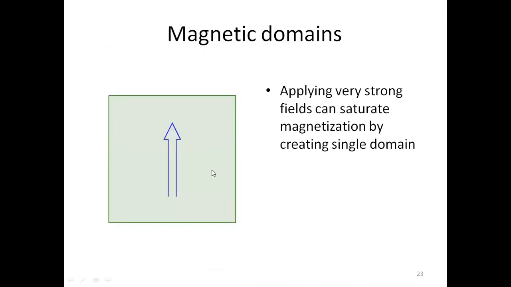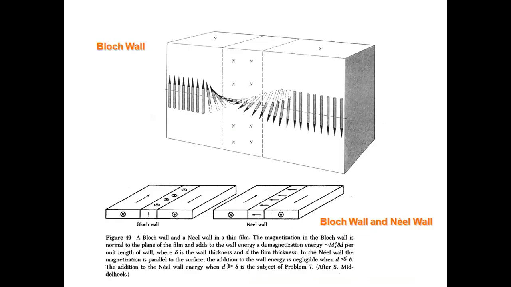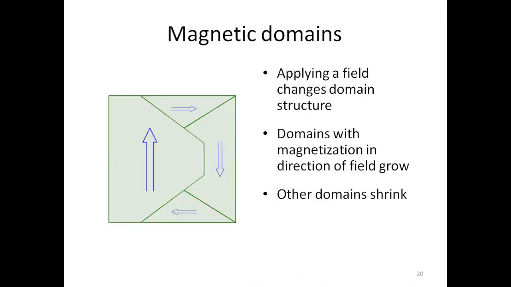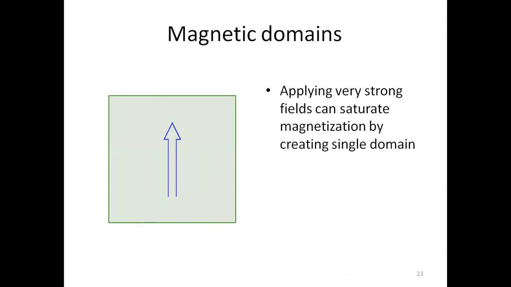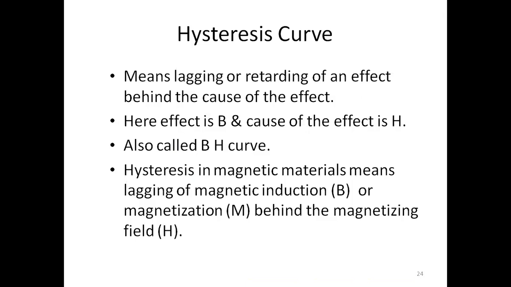Now this is what we are trying to do in the magnetic domain theory of magnetism. We are not going into Bloch walls and so on. It is a bit different, and we are not going into that depth here. So now we just try to start the hysteresis curve.